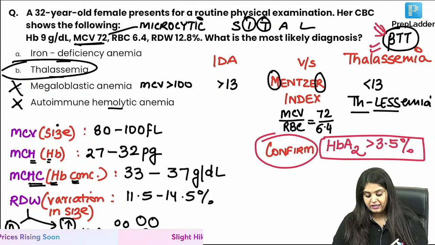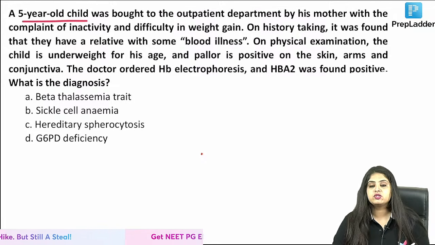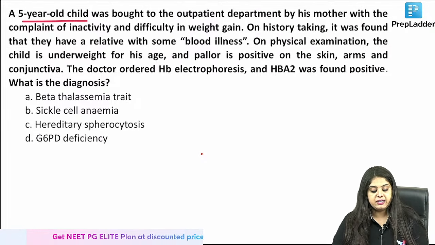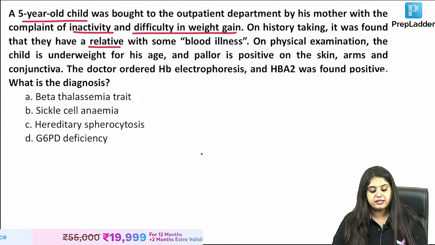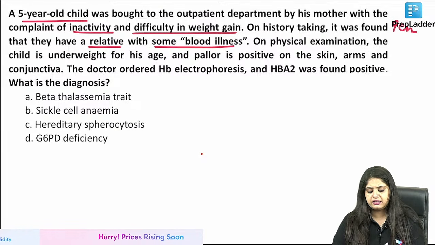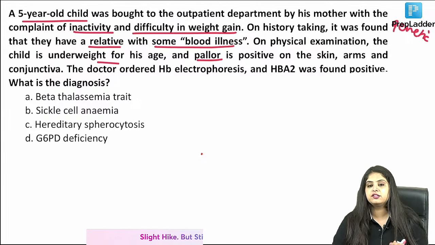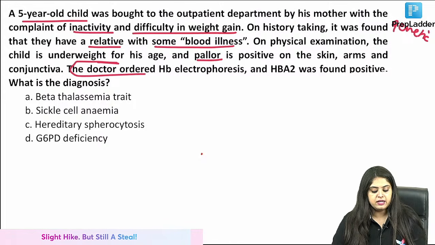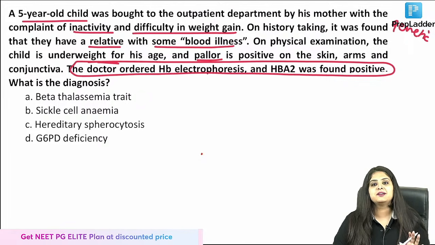Now let's move on to the next question. There's a 5-year-old child brought to the outpatient department by his mother with a complaint of inactivity and difficulty in weight gain. On history taking, it was found that there is a relative with some blood illness, something genetic happening in this family. On physical examination, underweight, pallor on skin, arms, conjunctiva. Hb electrophoresis, HbA2 found to be positive, which basically means HbA2 levels are more than 3.5%.